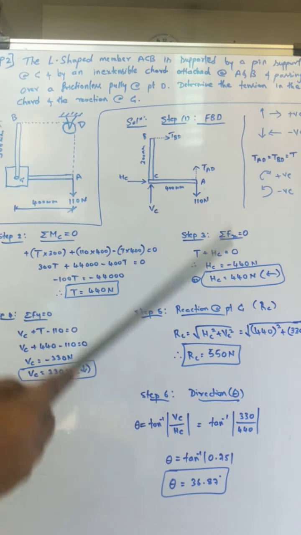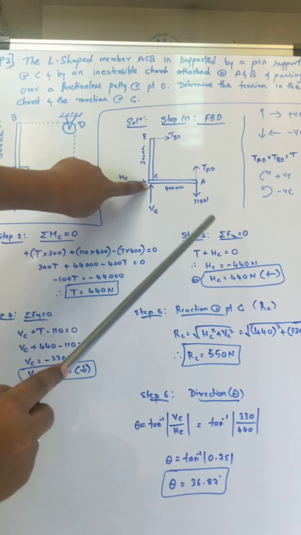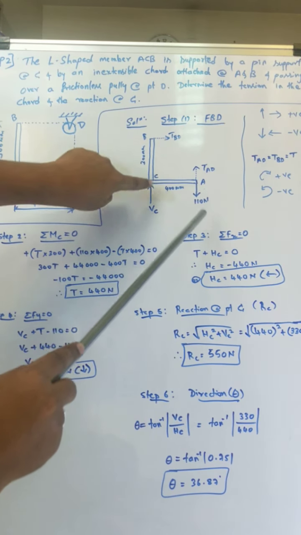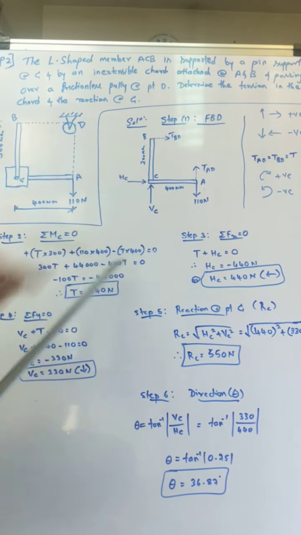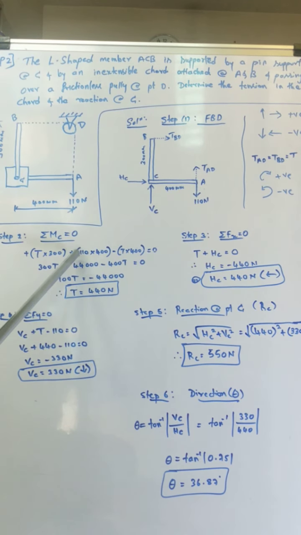Okay, I will come to the second force, that is 110 Newton. Once the moment center is here, this is 110 Newton, which is acting in the downward direction. If you fix this finger and rotate this one, it is rotating in the clockwise direction. 110 into 400, this is the perpendicular distance. Since it is clockwise direction, I have taken positive.